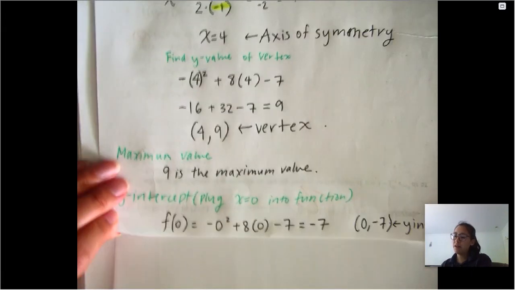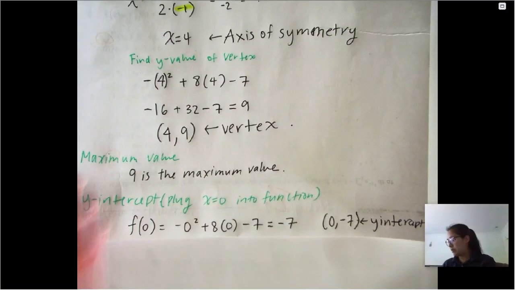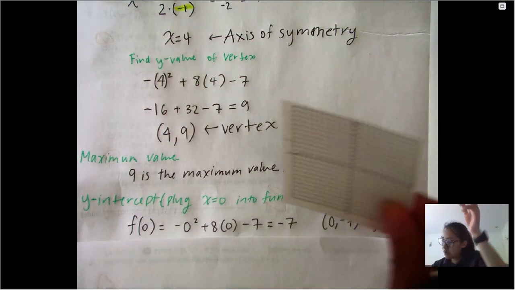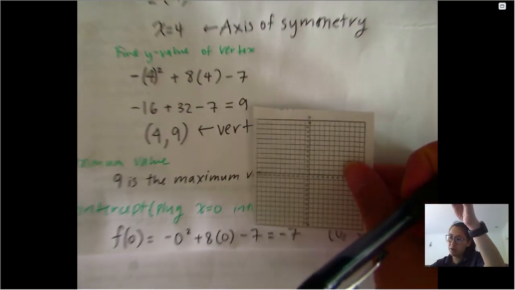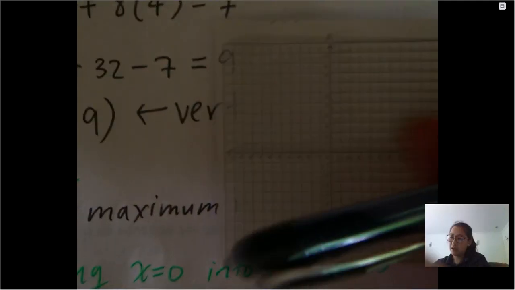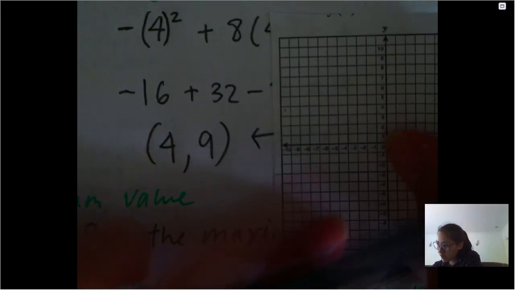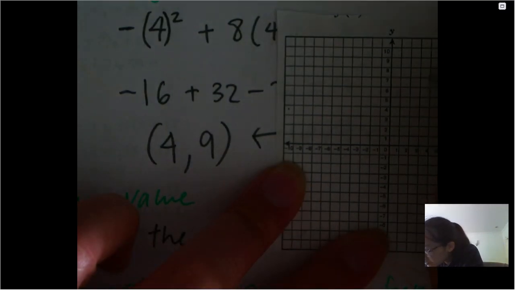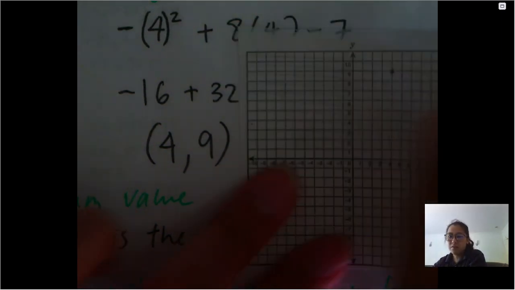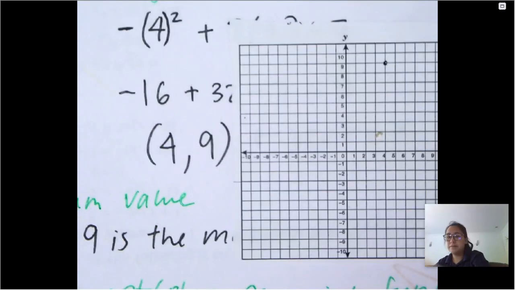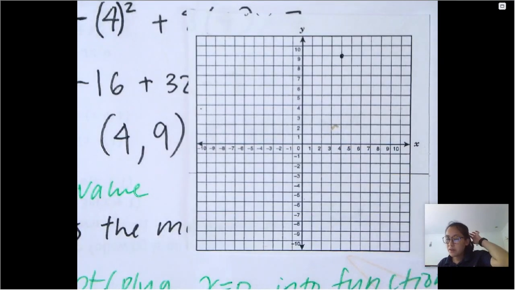Okay, I'm going to go ahead and start graphing some of these so that we can have a visual of it. What I want us to do is start with the vertex and axis of symmetry. So the vertex was 4, 9, so right here. Okay, the vertex is 4, 9, and then we're going to do the axis of symmetry at x equals 4.